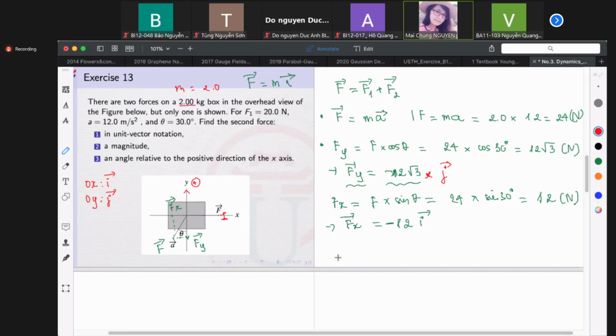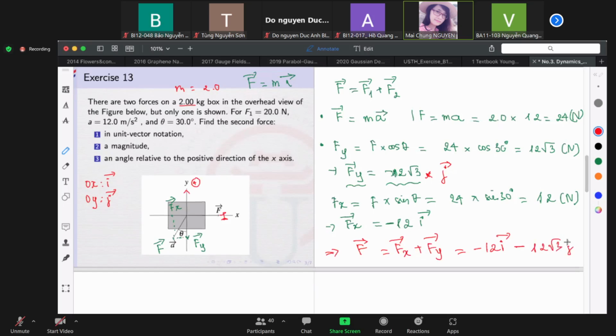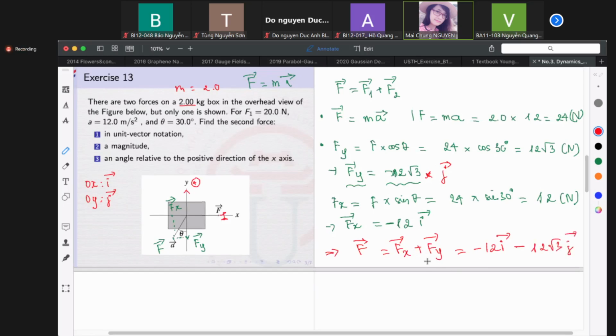So now we could show the total F, equal to the components Fx and Fy, right? For Fx and Fy, we already know here, with the negative term multiplied by i, minus 12 square root 3 j. Right. Is that all? Is that the full form of the total F, right? Don't forget, we need to show the second force and the first one.